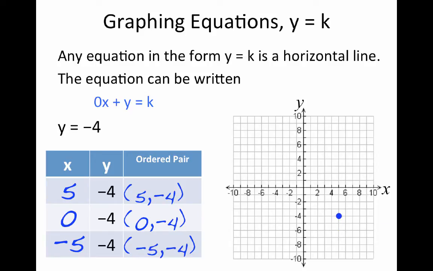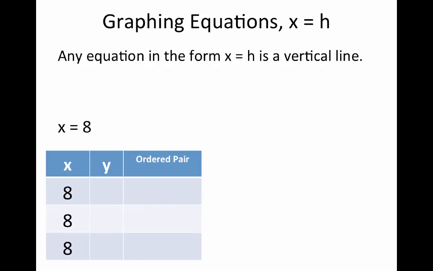When x is 5, y is -4. When x is 0, y is -4. When x is -5, y is -4. When we connect those ordered pairs, we've got a straight line that's a horizontal line at the value y is equal to -4. Every point on that line will be a solution to the equation y is equal to -4 because it doesn't matter what x is. Y is always -4. The equation with y equals any value will always be a horizontal line.